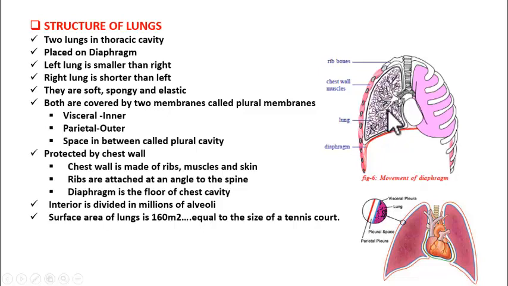Now do you know the surface area of lung? If you open the lung, spread all the alveoli into a sheet, then each lung contains a surface area of 160 meters square, and this is equal to the size of a tennis court. ఒక tennis court ఎంత ఉంటుందో మన ఒక లంగ్ అంత ఉంటుంది. లంగ్ ని ఓపెన్ చేసి స్ప్రెడ్ చేసి పెట్టామంటే అది ఒక టెన్నిస్ కోర్ట్ సైజ్ లో ఉంటుంది.